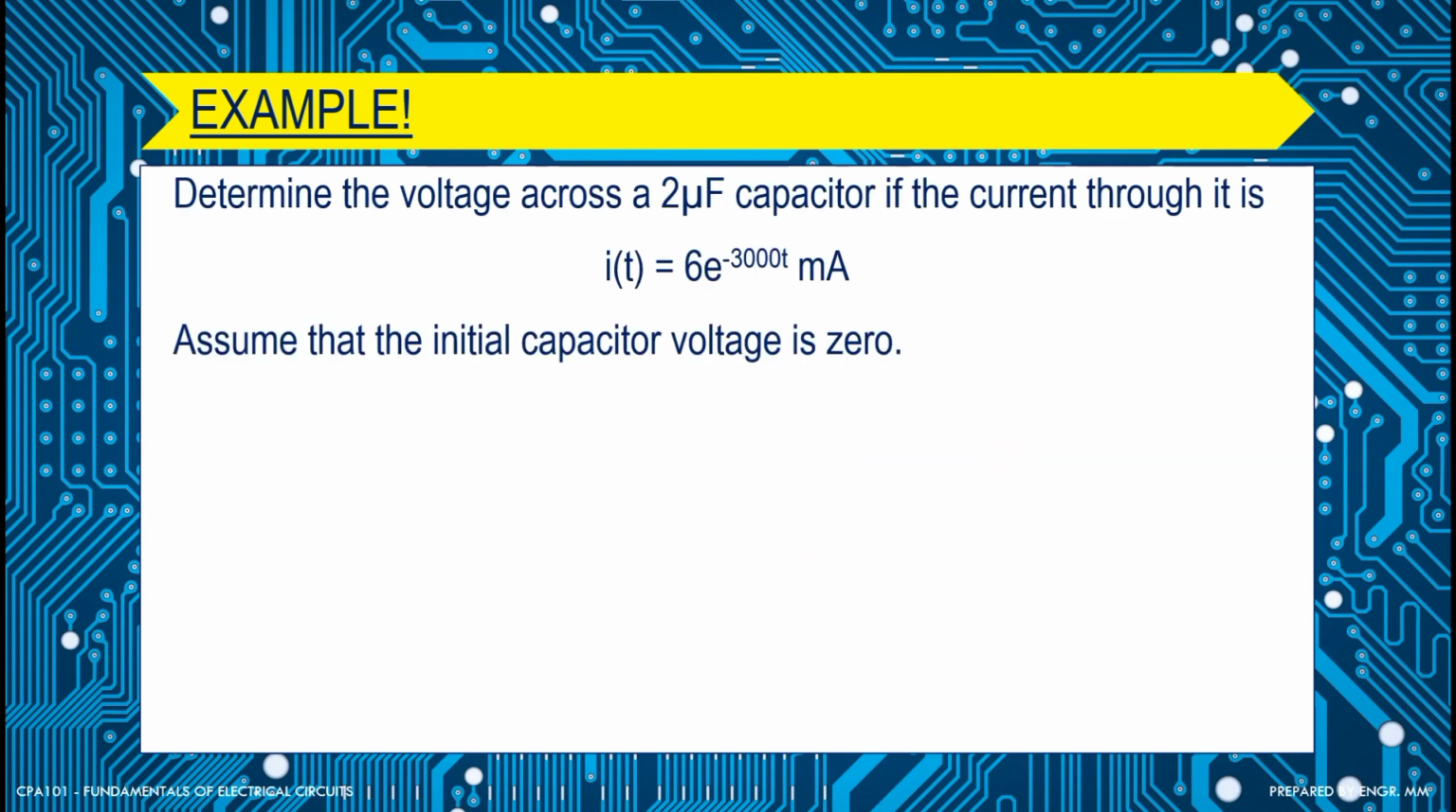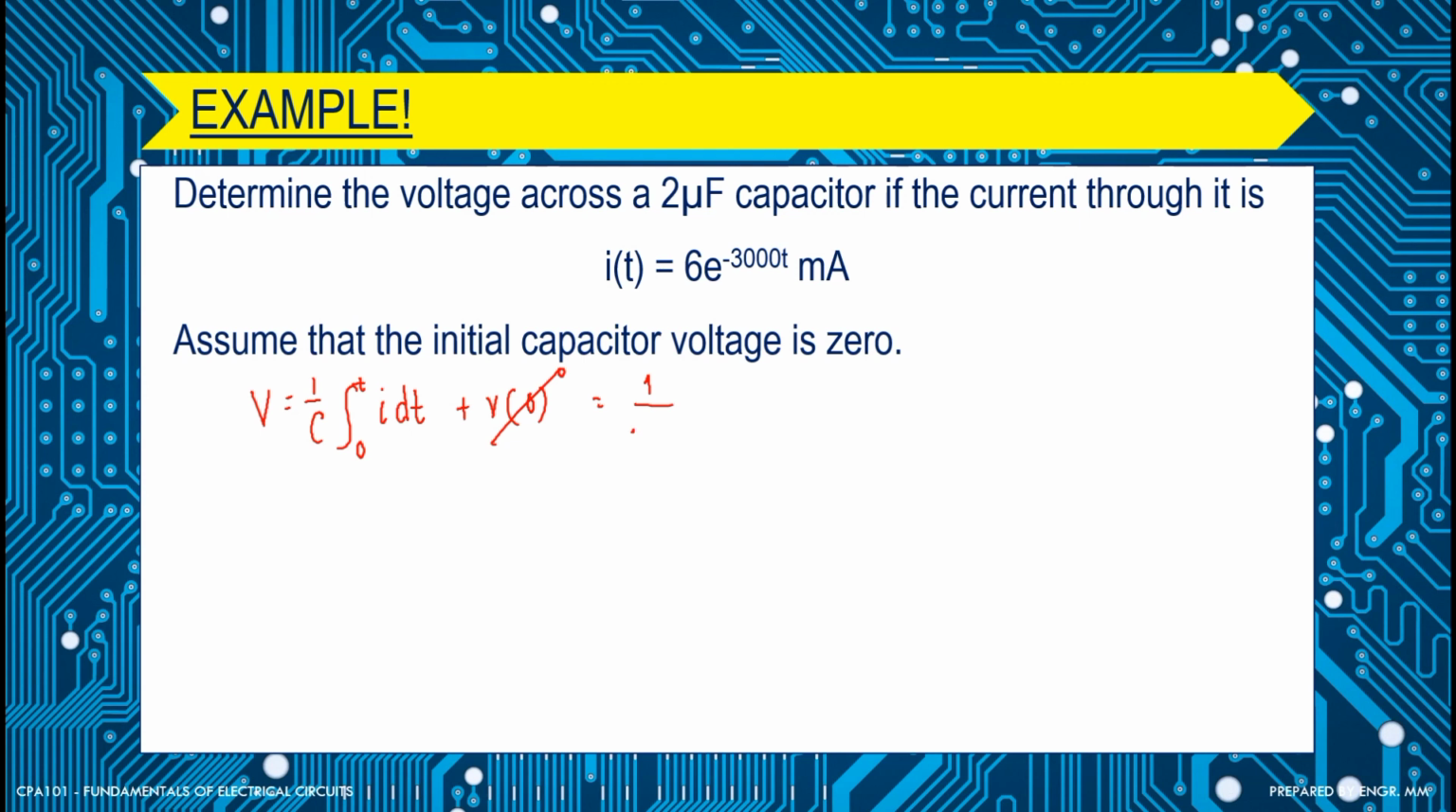So next example, determine the voltage across a 2 microfarad capacitor if the current through it is i(t) equal to 6e^(-3000t) milliampere, and assume that the initial capacitor voltage is 0. So we will use the formula v = (1/C)∫i dt from 0 to t plus the initial capacitor voltage, but it says here that the initial capacitor voltage is 0, so we will not consider this one.